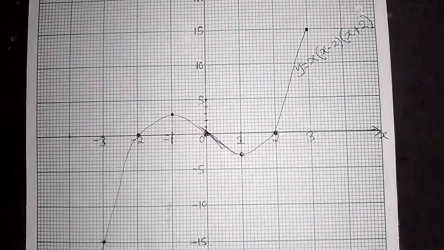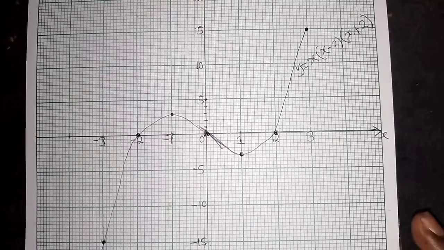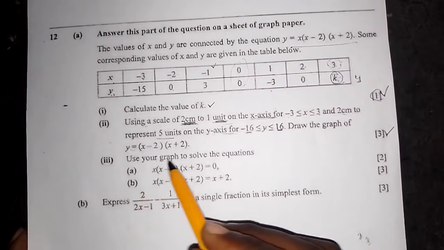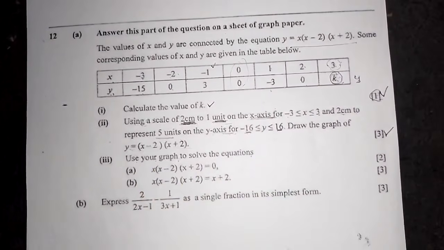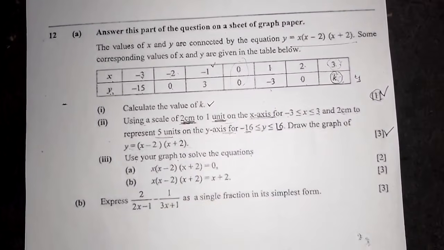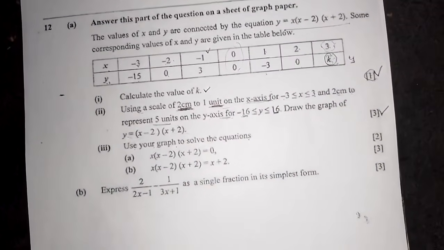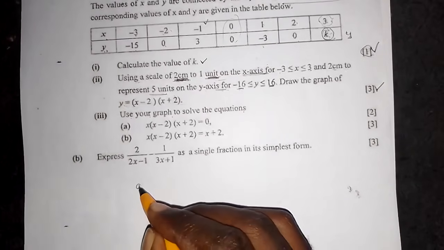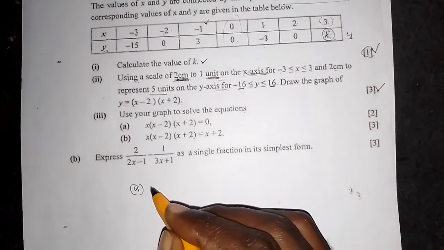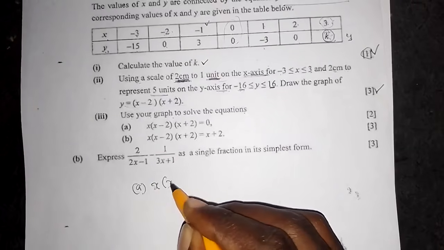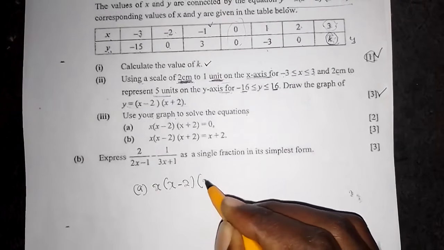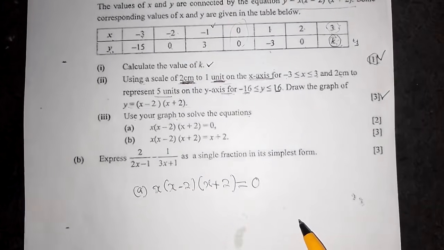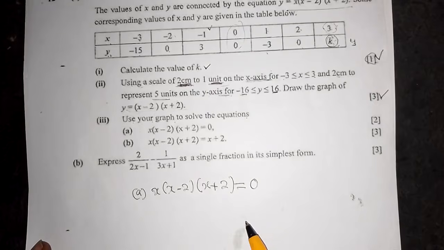Let us continue. So from here now, what is the next thing? You check what the next question is saying. The next question is saying, use your graph to solve the equations. You are using your graph to solve the equation. I want you to hear me very well. I've got the first equation, so I'm going to write it here. The first equation is saying what? x, open bracket, x minus 2, close, then x plus 2, which is equal to 0.